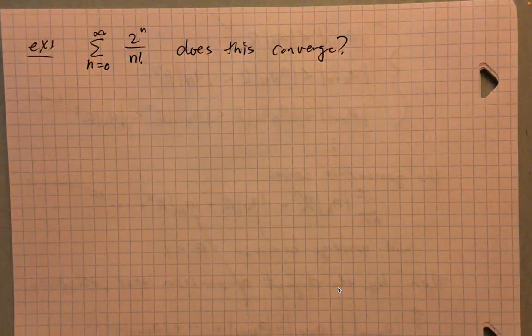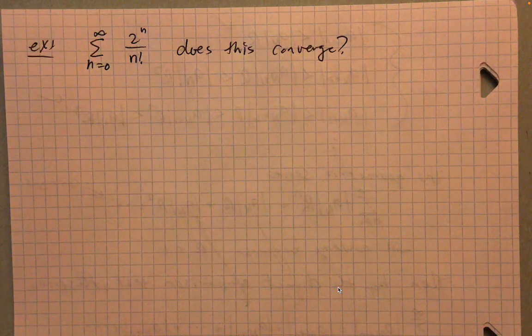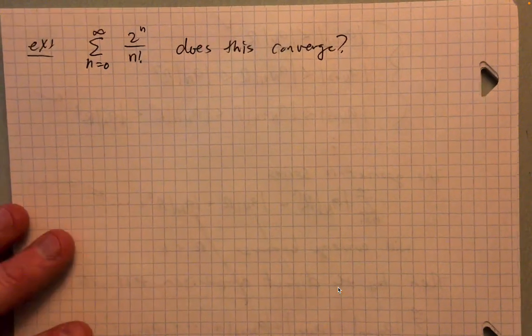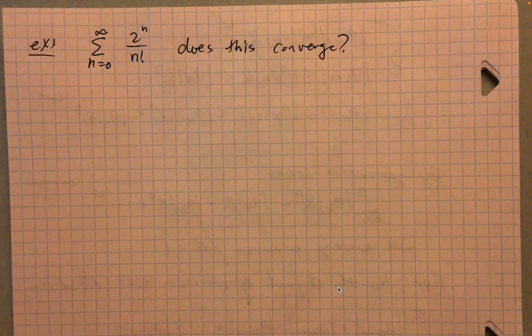Does this converge? Well, let's just try to use the ratio test. What does the ratio test say? Well, the terms have to be non-zero. That's pretty much it, right? And so obviously non-zero, right? The n equals 0 factorial is 1 and 2 to 0 is 1, and everything else is definitely positive.